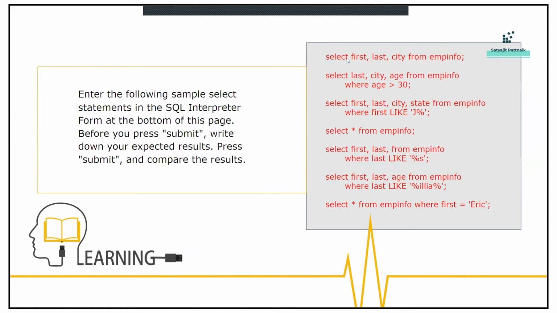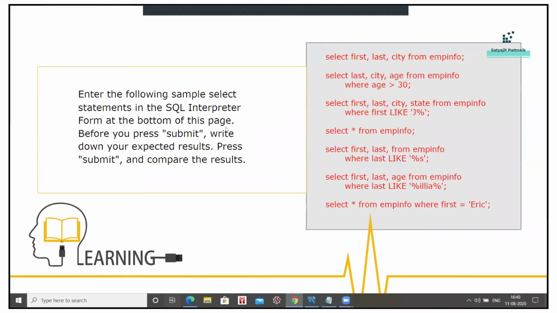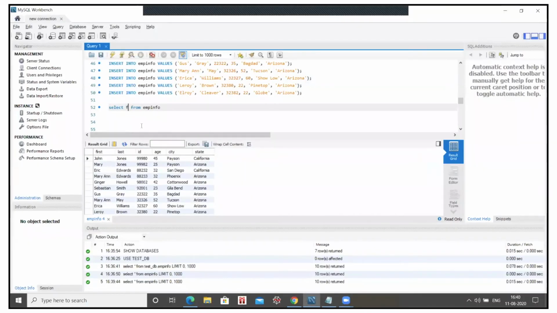Now what will be the output of this first query? The first query's output will be: select first, last, city from employee info. So obviously it will only give me 3 columns, first, last and city. Okay.